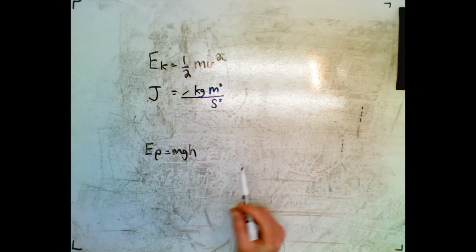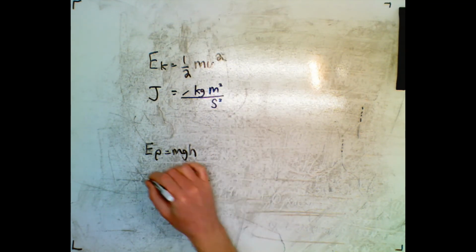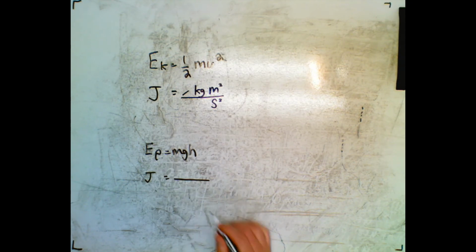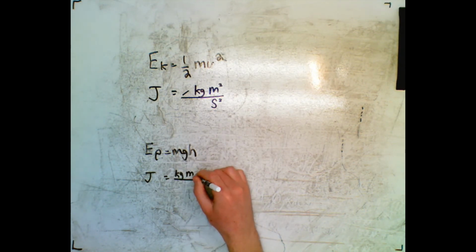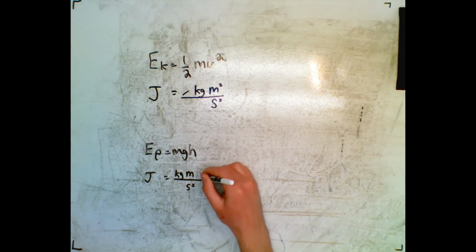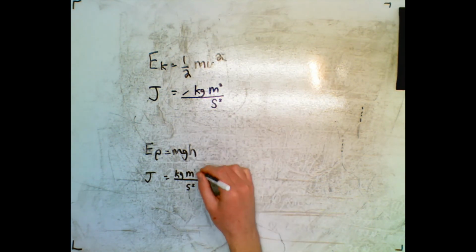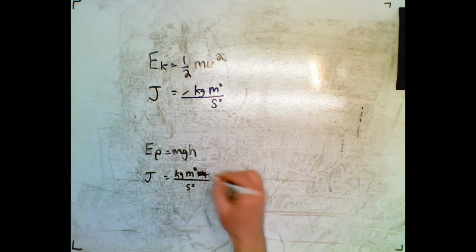Okay, we can do the same thing with this. So EP is in joules, mass is in kilograms, g is in meters per second squared, and then height is in meters. So meters times meters is meters squared. So both ways it gets us to a joule equal to a kilogram meter squared per second squared. Right? Use those formulas to help you.